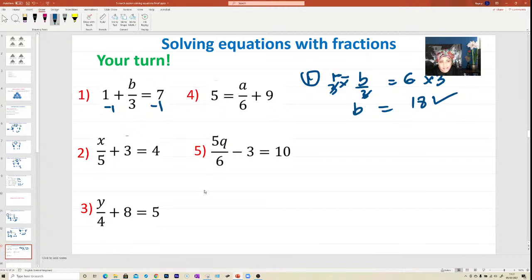Right. So that's for number 1. For number 2, we got x over 5 plus 3 equals 4. So we're going to take away 3 on both sides, okay? So that means we're going to have x over 5 equals 1. And therefore, if you multiply by 5 on both sides, we have x equals 5. Okay, so I'm going to get rid of this, guys.